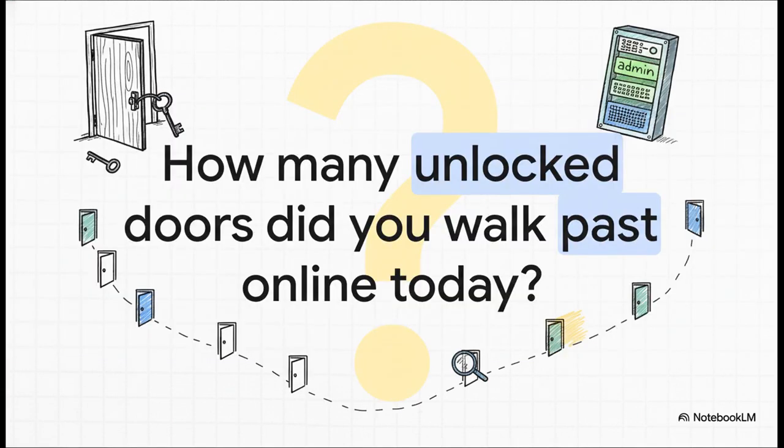And this brings us to a final, pretty sobering thought. Broken access control isn't some rare, exotic flaw. It is everywhere. It's the unlocked back door, the unguarded admin page, the key that accidentally opens more than one room. And it leaves us with one big question to chew on. How many of these unlocked doors did you walk right past completely unaware on the internet today?